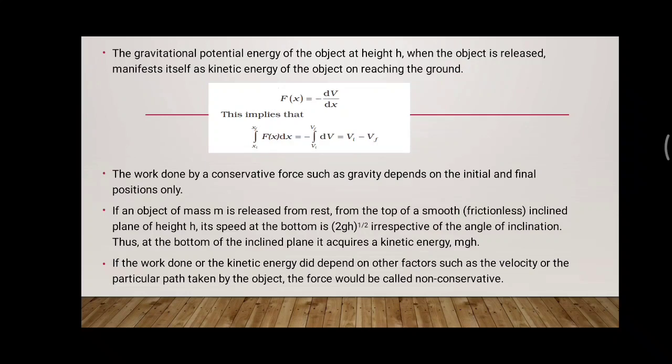So the gravitational potential energy of the object at height h, when the object is released, manifests itself as kinetic energy of the object on reaching the ground. So the potential energy value will get converted into kinetic energy as it is falling freely, and as the body reaches the ground, just before the ground, the kinetic energy value, that is half mv squared, will be exactly equal to mgh, the potential energy stored in the body at the maximum height.